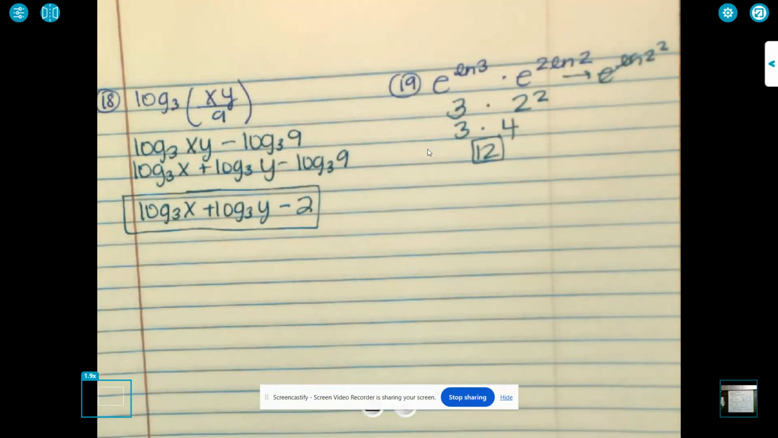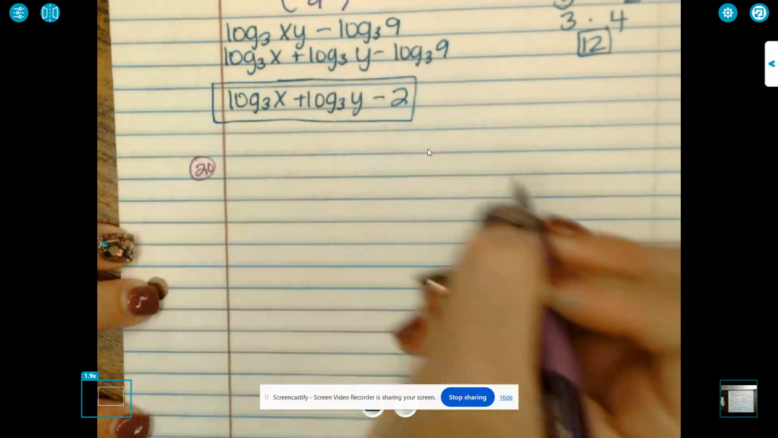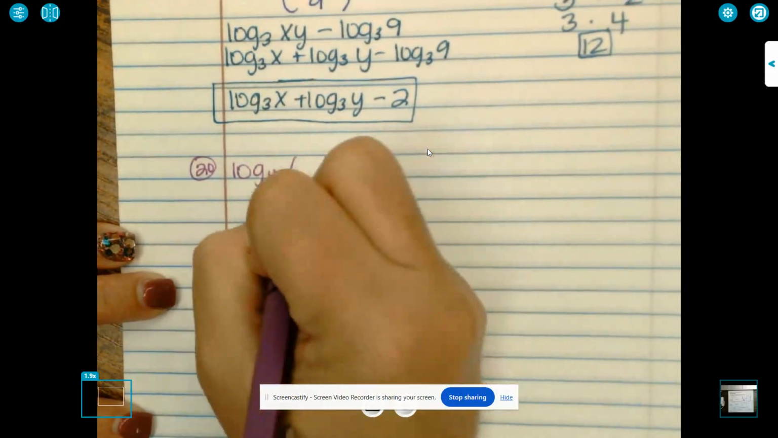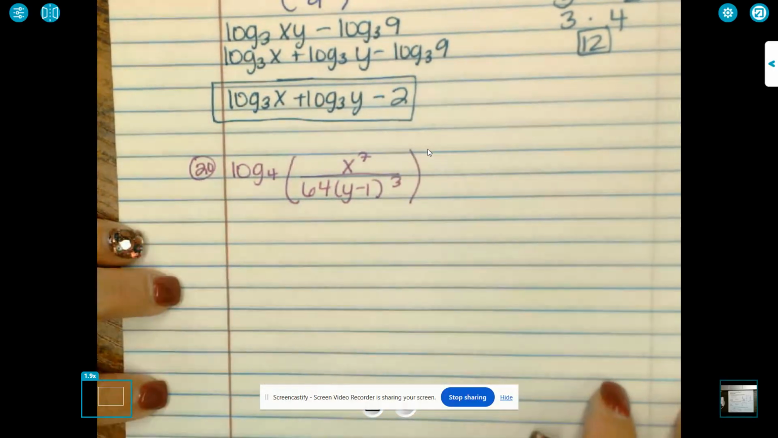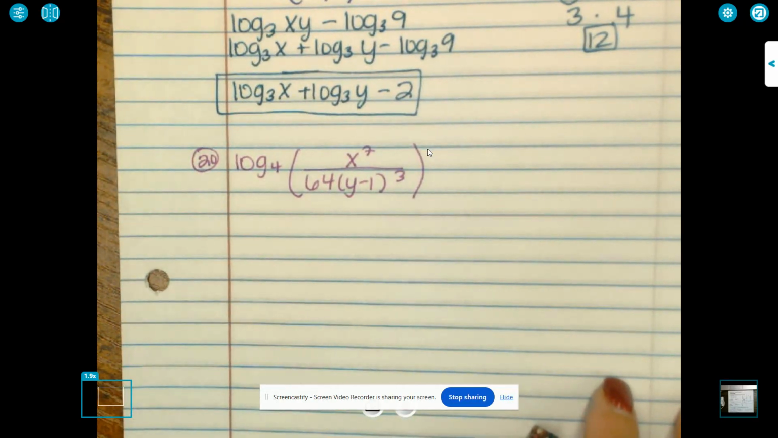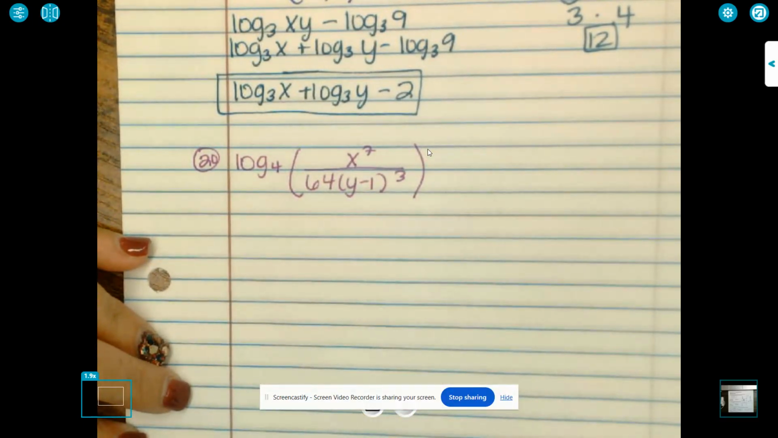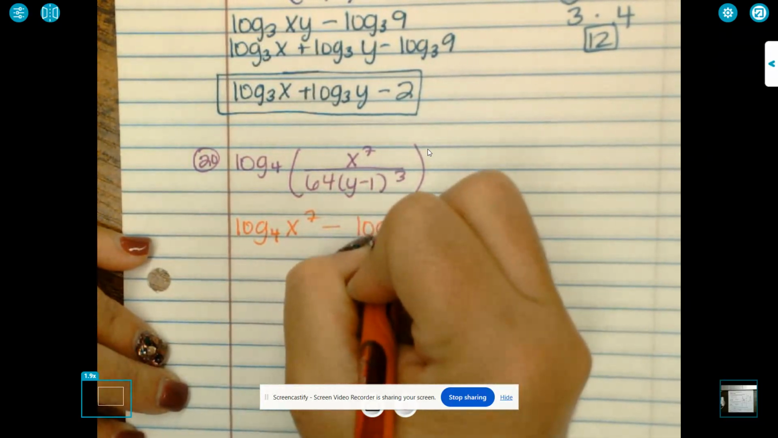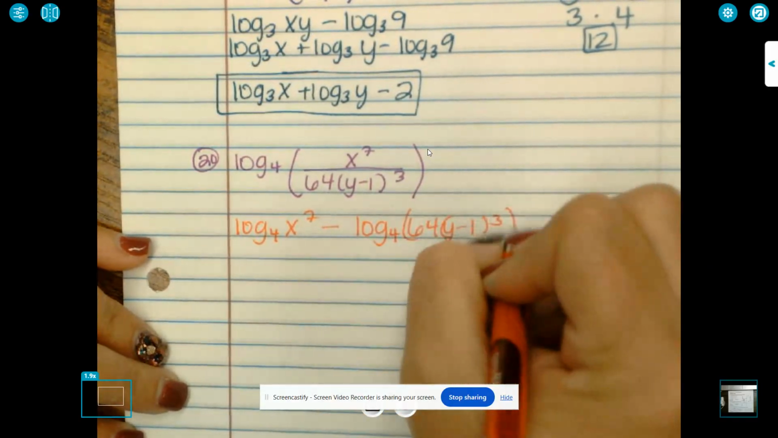All right, number 20. All right, so let's see what we got going. A lot going on here. Okay, so the first thing again, just take it step by step. The first thing I see is this big division, so I'm gonna go ahead and break that apart into subtraction. So log base 4 x^7 minus log base 4 of 64 (y minus 1) quantity cubed.